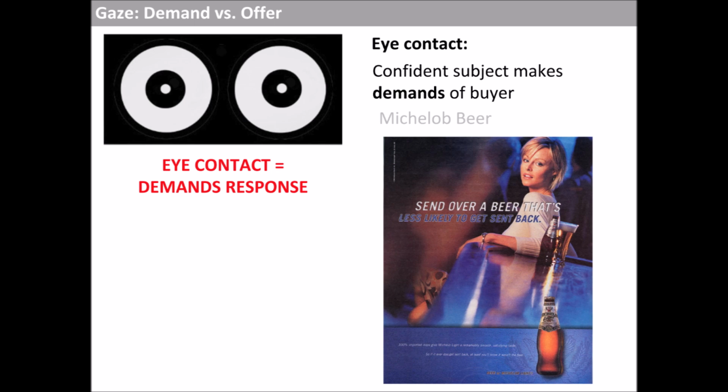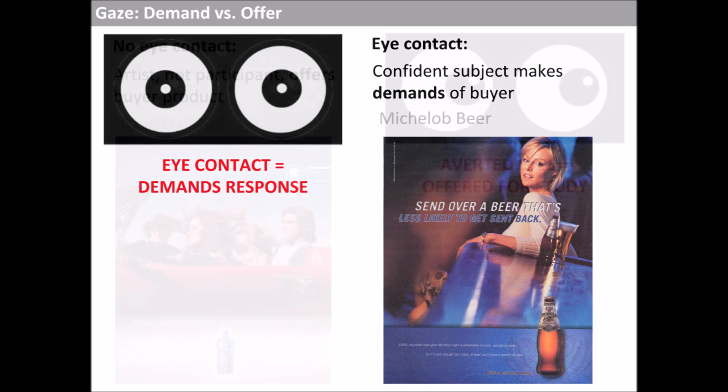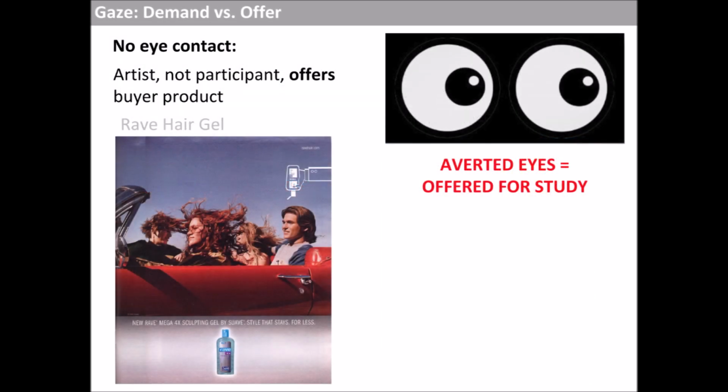In this example for Michelob beer, the direct eye contact from the young woman at the bar makes a demand that is echoed in the ad's text. "Send over a beer that is less likely to get sent back." The assumed male buyer is commanded to buy that woman a beer, and that command is underlined by the direct eye contact. In offer pictures, the subjects are not looking at the viewer.